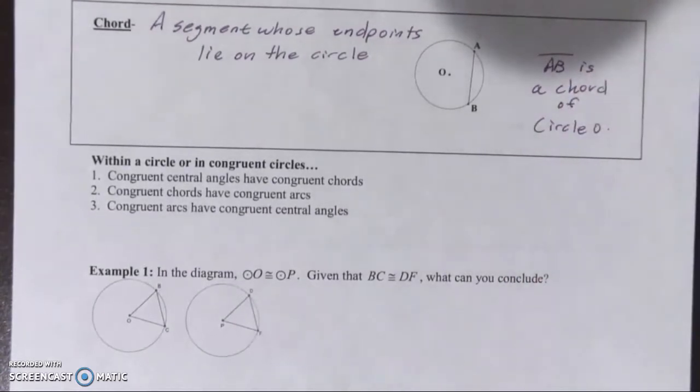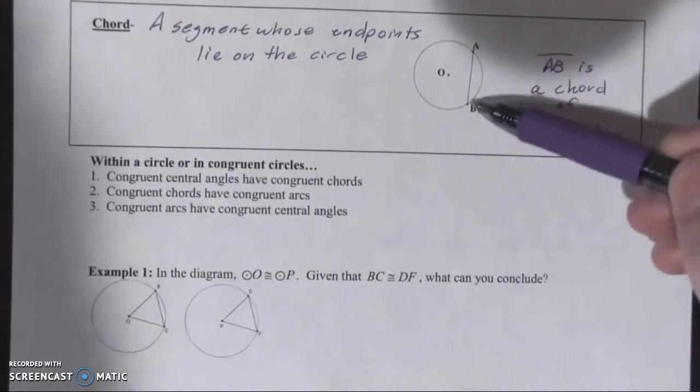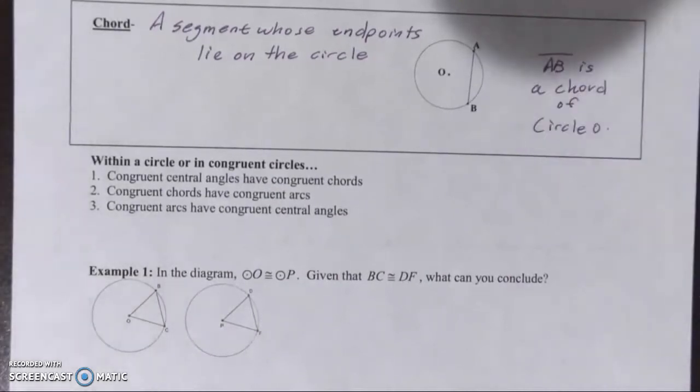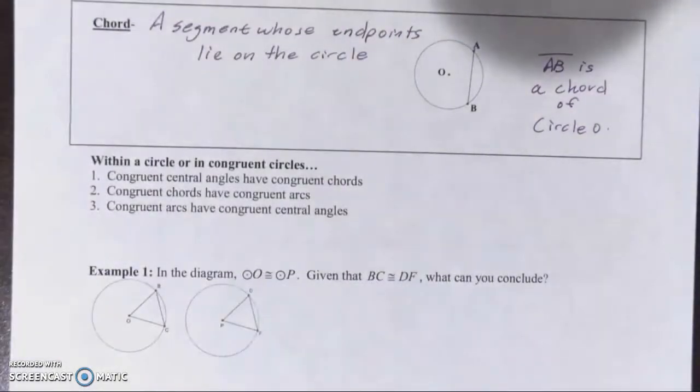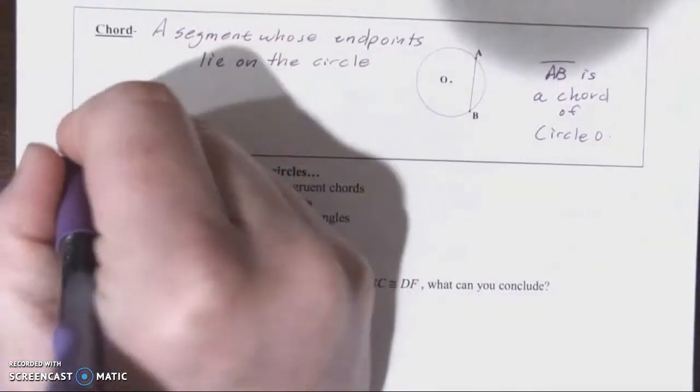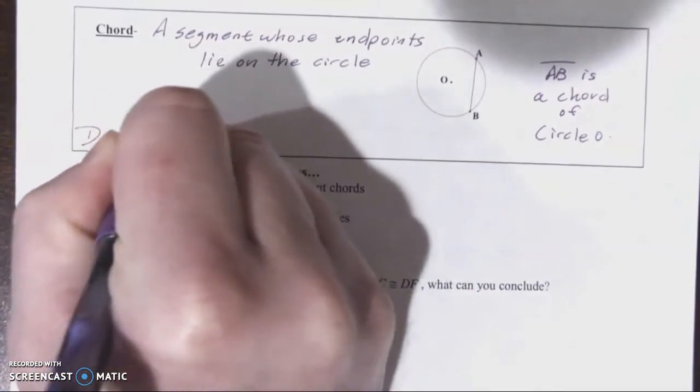All right. This segment has its endpoints on the circle, meaning it intersects the circle at 2 points, whereas a tangent intersected a circle at 1 point. I like to always ask my students a question: what would we call a chord that went through the center of the circle? We have a fancy name for that. We call it the diameter.